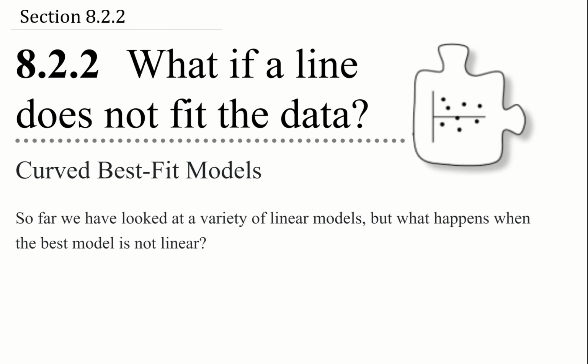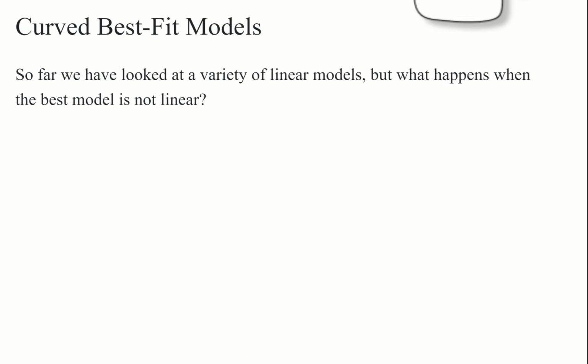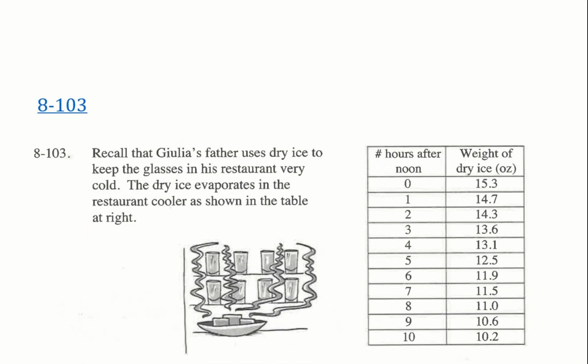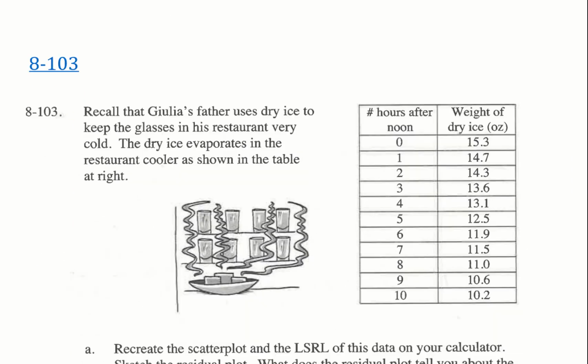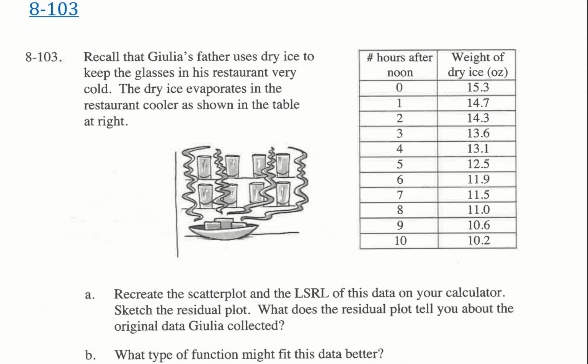So far we've looked at a variety of linear models, but what happens when the best model is not linear? That takes us all the way back to the dry ice problem, I think this was in chapter 5. Julia's father uses dry ice to keep the glasses in his restaurant very cold. Dry ice does evaporate in a restaurant cooler, as shown in the table at right.